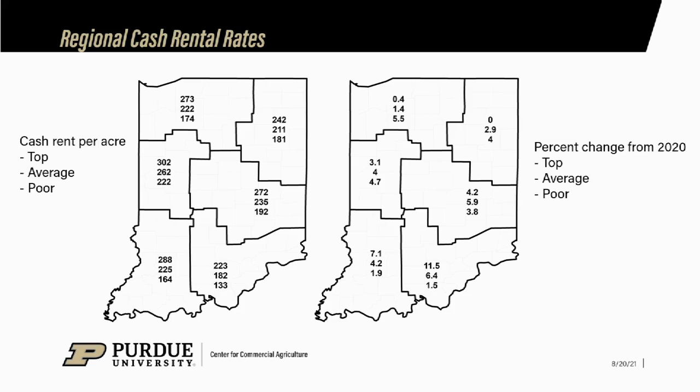So we do see a lot of variability in terms of how things are shaking out in these localized markets. But again, across the state, cash rent is up. So it's just a matter of how much it is up. As you look at the regions, of course, the central part of the state, especially the west central part of the state, yields the highest cash rental rates.